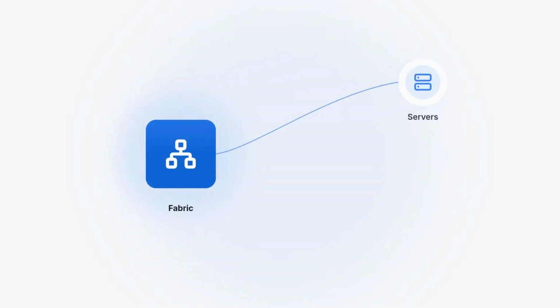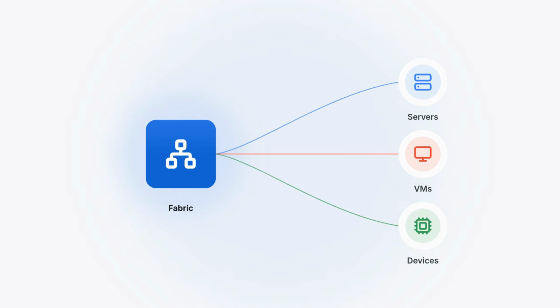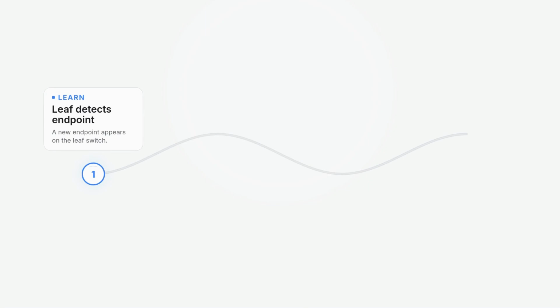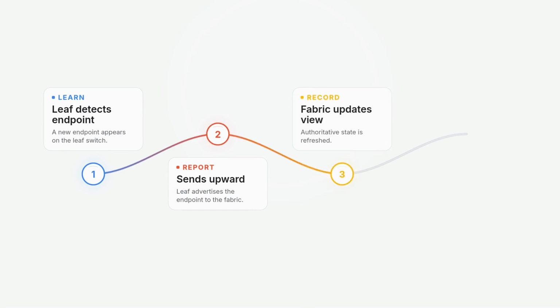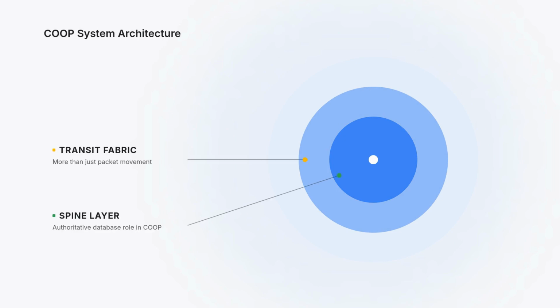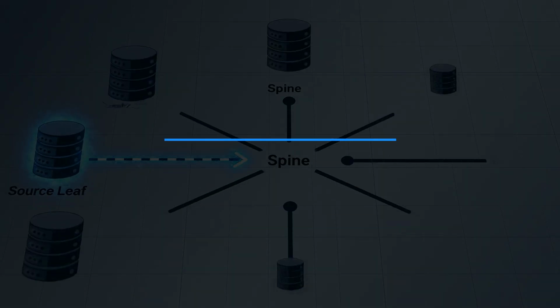Endpoints are learned at the leaves because leaves are where servers, VMs, and other attached devices actually connect to the fabric. When a leaf learns an endpoint, it reports that information upward so the fabric can maintain an authoritative view of which leaf currently owns that endpoint. That authoritative database role lives at the spine layer in the COOP system. The spines are not just transit here, they are part of the endpoint directory function. This is why COOP is so important.